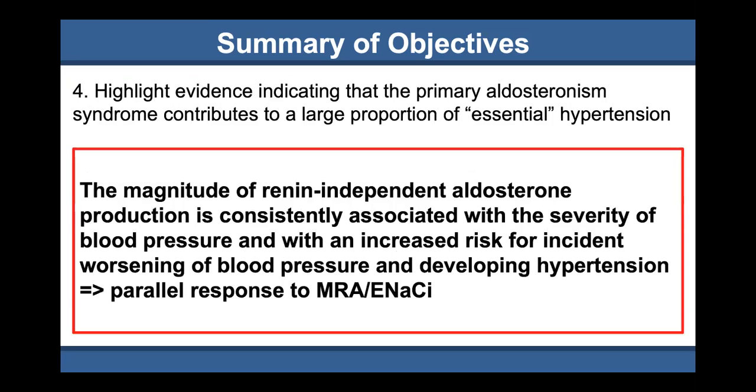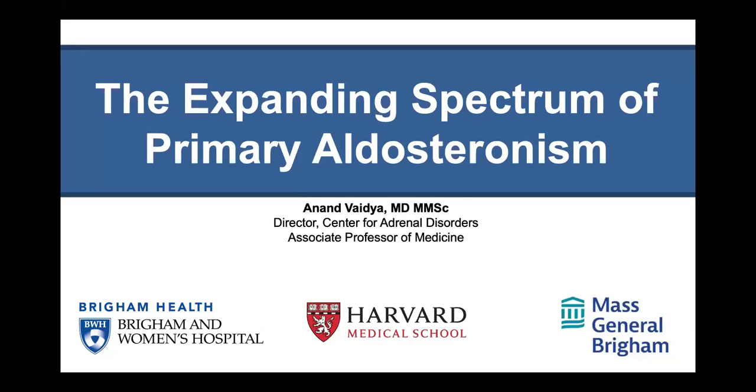And finally, we reviewed that the magnitude of this renin-independent aldosterone production is consistently associated with the severity of blood pressure, worsening blood pressure, and proportionally with the increased likelihood of responding to mineralocorticoid receptor antagonists and ENaC inhibitors. In other words, the magnitude of the renin-independent aldosterone production is clinically relevant. It's associated with incident cardiovascular disease risk, and it responds in parallel to targeted therapy. So with that, I conclude the lecture on the expanding spectrum of primary aldosteronism.